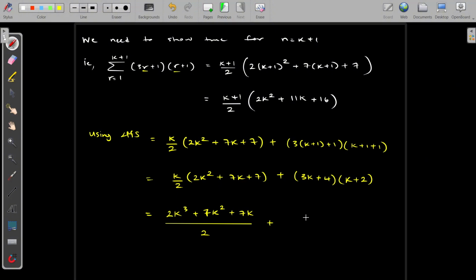I think we should expand on the right hand side, group them and see if we can simplify it that way. So that's 3k squared plus 6k plus 4k, 10k plus 8k. And it's 2 times 2 to give it an equivalent fraction.